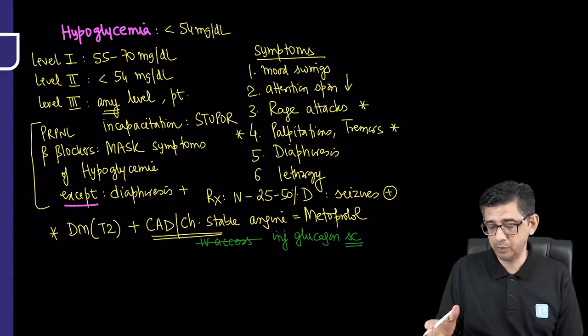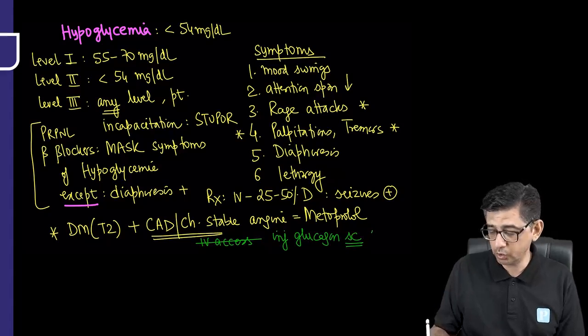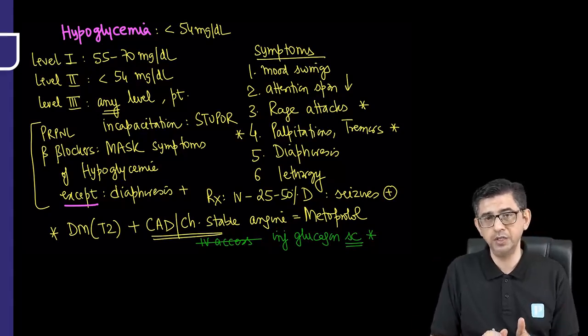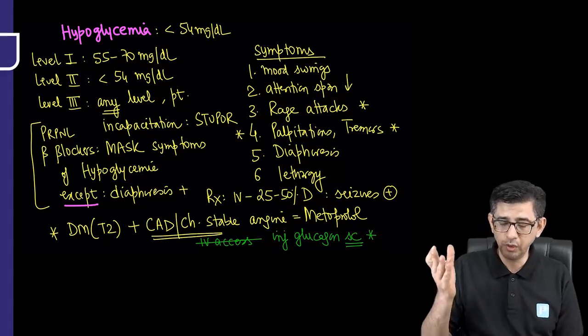And yes, we have a commercial preparation of glucagon available, which can be given as a subcutaneous injection to the patient, and that will tend to raise the blood sugar by causing glycogenolysis, because glucagon will break the glycogen in the liver and will cause the sugar to rise.